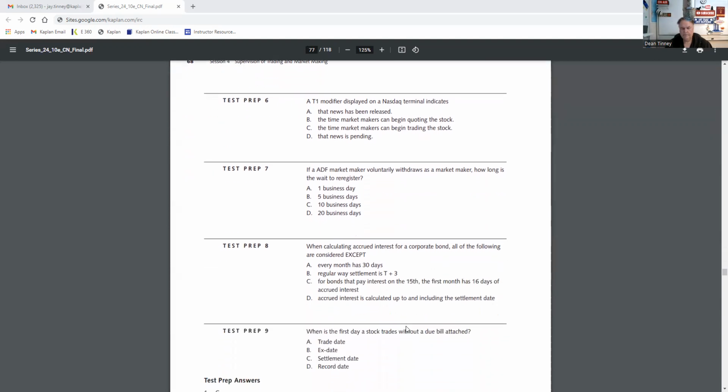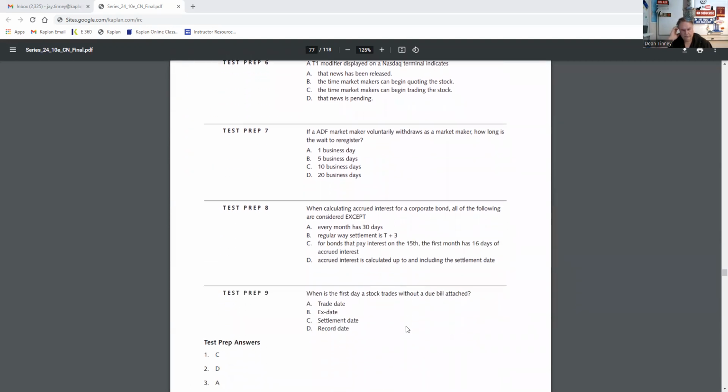D as in dog. When calculating accrued interest for a corporate bond, all the following are considered except. So every month has 30 days. That is indeed true. Regular way settlement, that's a typo. That should say T plus 2. So B, regular way settlement is T plus 2, not T plus 3. So B is true. We're looking for something that's false. For bonds that pay on the 15th, it was 16. Yeah, the first month is either going to be 30 or 16. Accrued interest calculated up to and including? No. Does not include. So the answer is D as in dog.